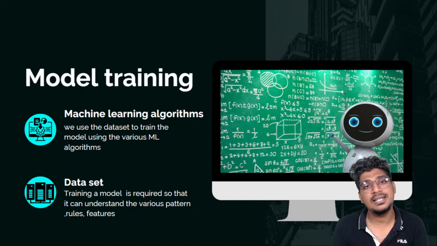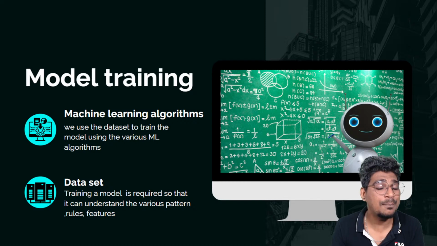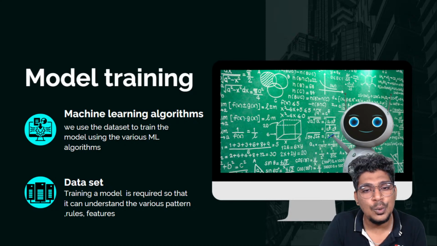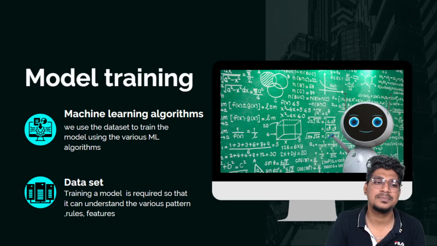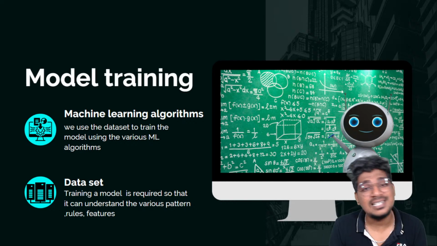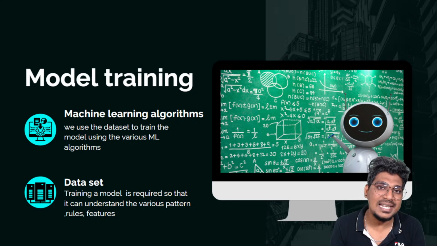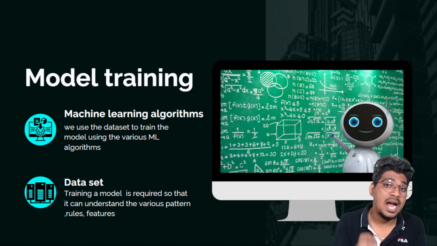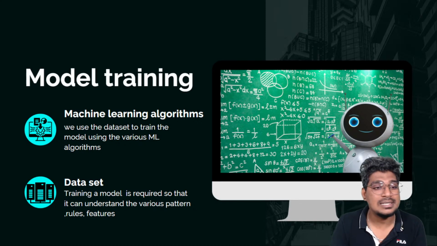So for the machine learning algorithm, we are going to use the data set to train the model with the help of the dot fit function. That's why I mentioned here: we use the data set to train the model using various machine learning algorithms. What about the data set here? The training data set is what the model learns from, so it can understand the patterns, features and rules, etc.